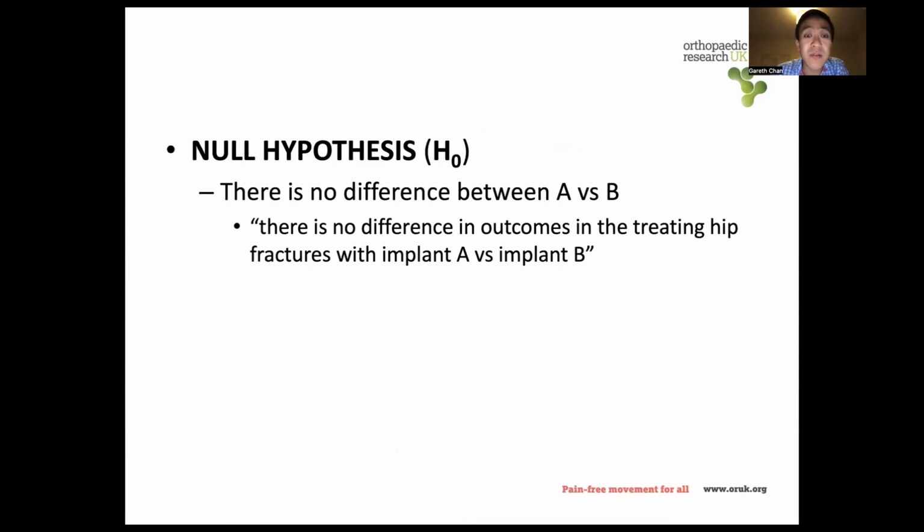And we can base it around something called a null hypothesis. So a null hypothesis is a statement that you put at the start of your studies, and it states there's no difference between A versus B. Now, A versus B could be an implant, could be a treatment. So, for example, a study is there's no difference in outcomes when treating hip fractures with implant A versus implant B. Your study goes out to disprove that, and you set a p-value, and the p-value in orthopedics, as I said, is commonly 0.05 or 5%.